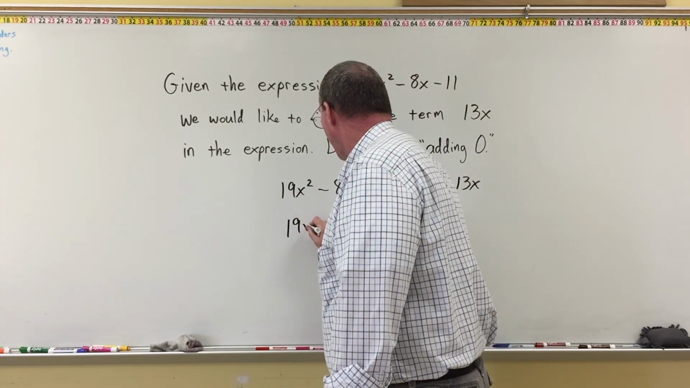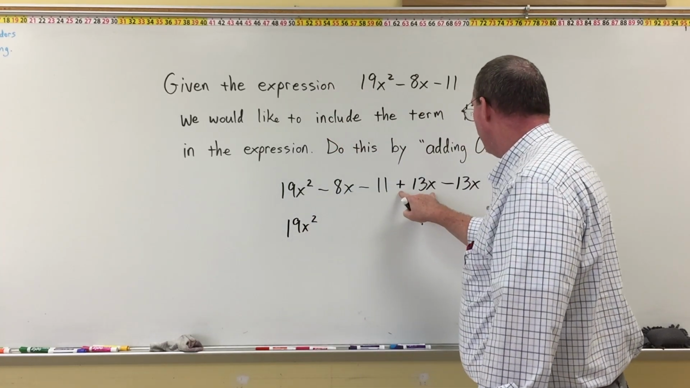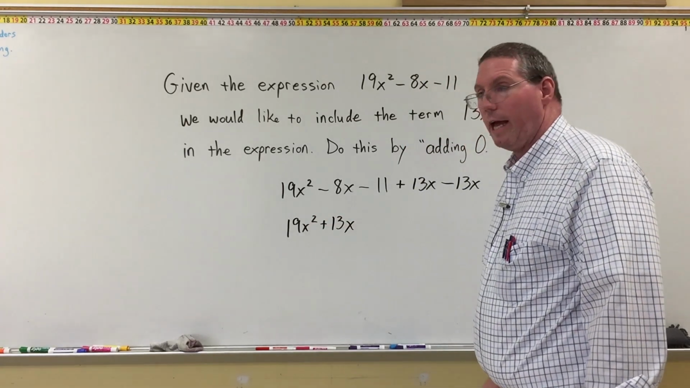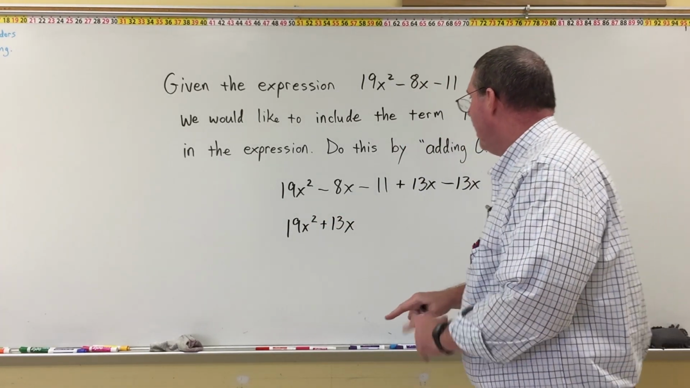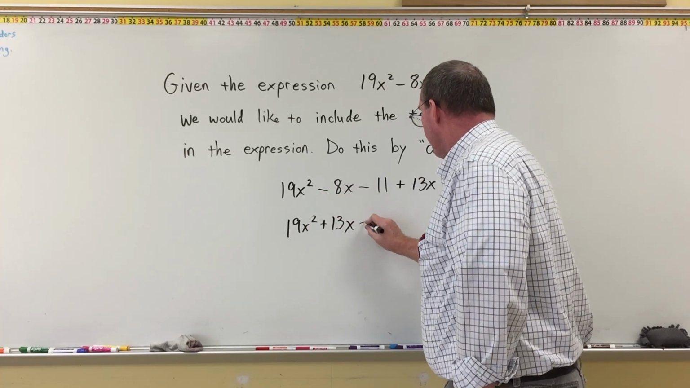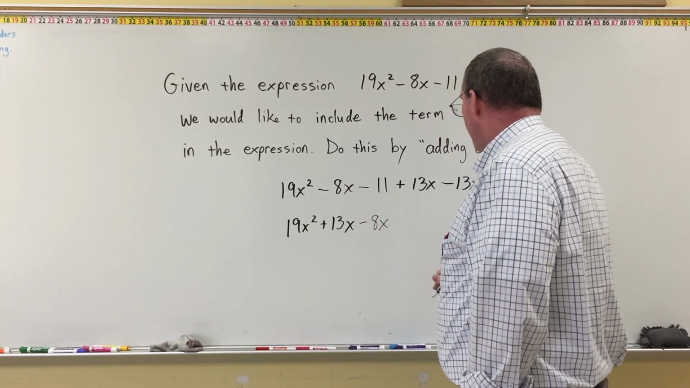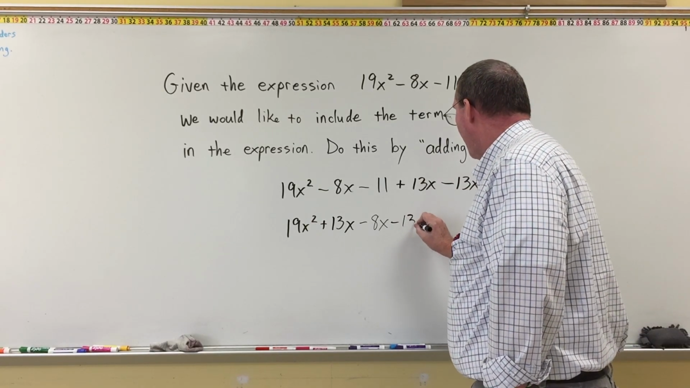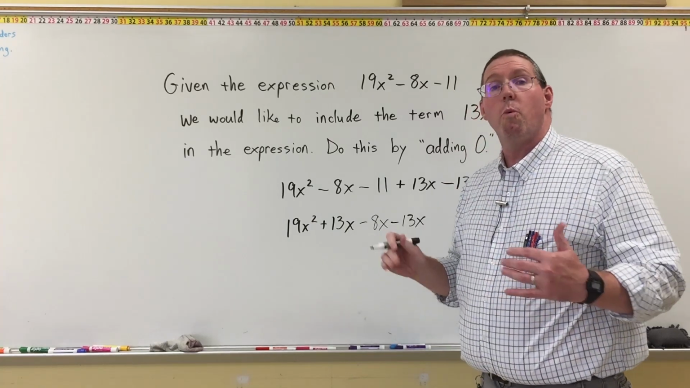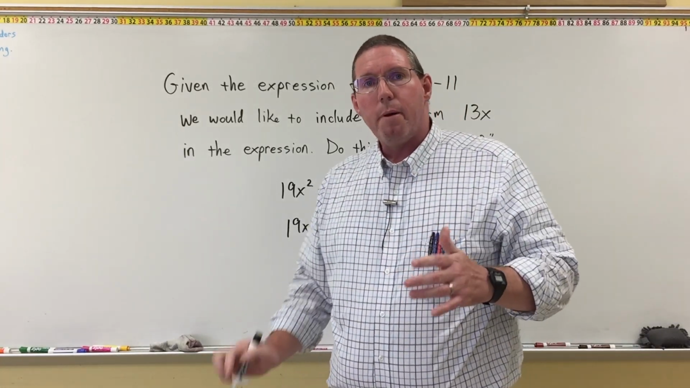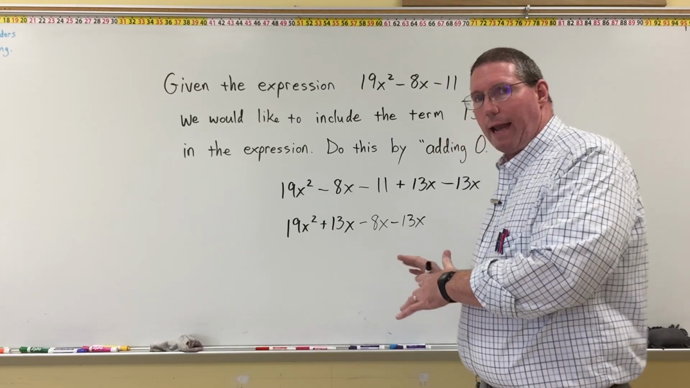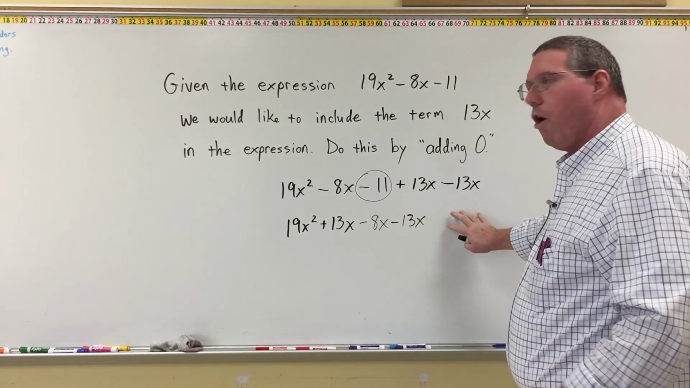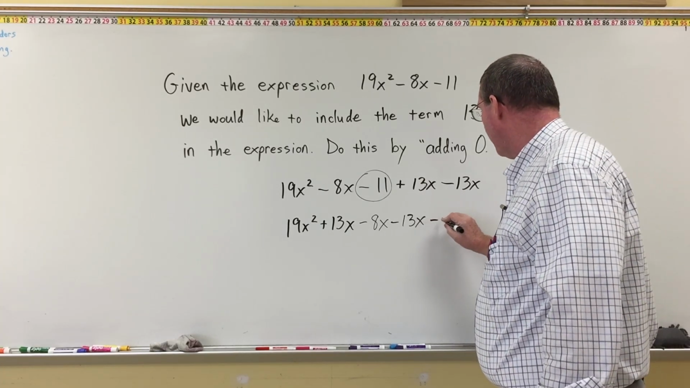So I'm going to have 19x squared. Okay, then I'm going to move the plus 13x over here. So now I'm sure that I have my plus 13x in the expression. Now I'm going to keep my minus 8x. And then I want to bring over this minus 13x. And then, it depends on which kind of math you're using, but in the kind of math we're dealing with right now in college algebra, we usually put our constant term all the way to the right. So we're going to put our minus 11 over here.